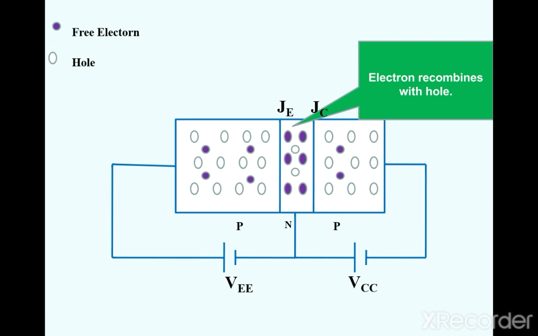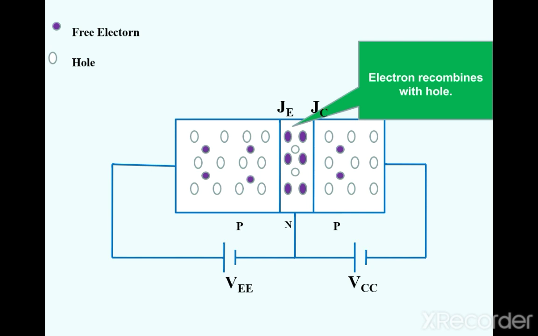PNP means in P type majority carriers are holes, and in N type majority carriers are electrons. So when we connect the emitter and base junction in forward biased mode, there is a repulsive force. Due to this repulsive force, the holes from P side cross the depletion region and enter into the base. In the base, the majority carriers are electrons. This base is lightly doped.